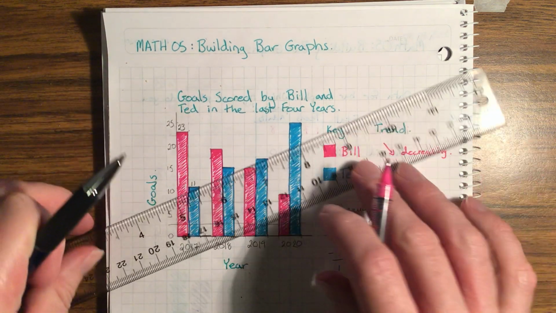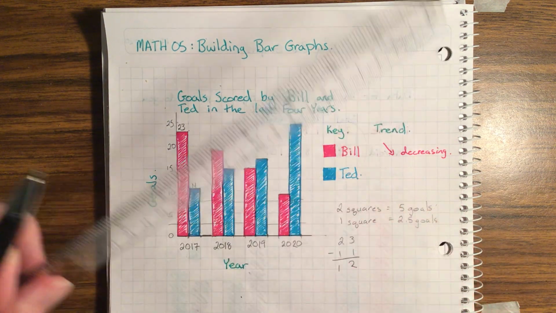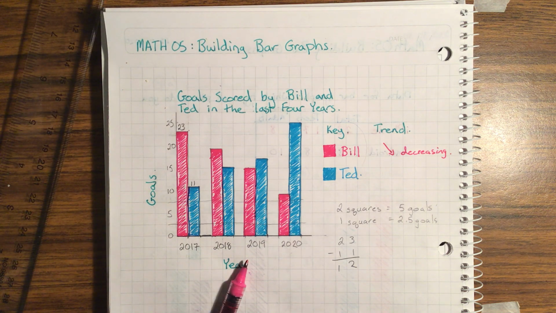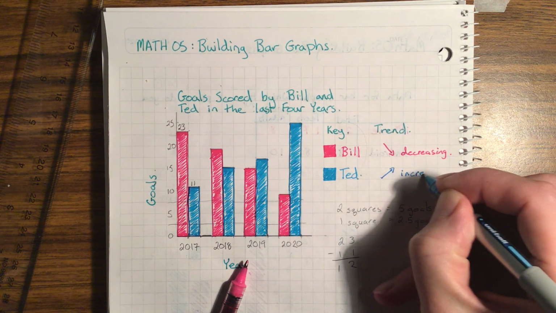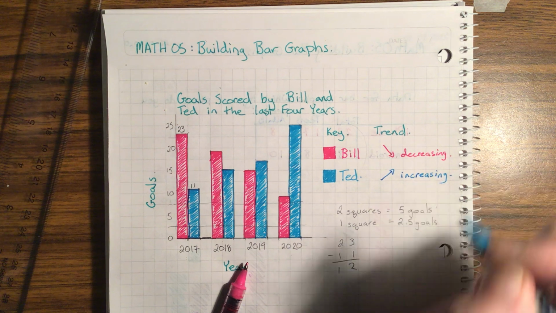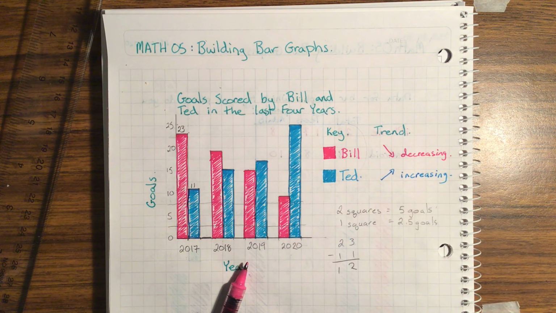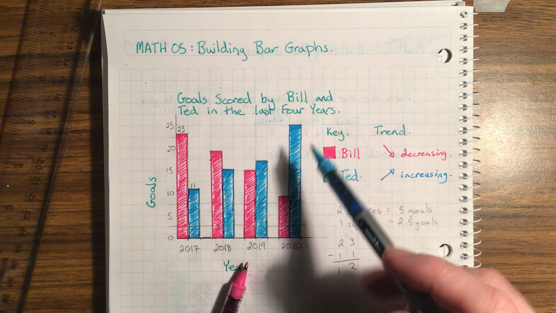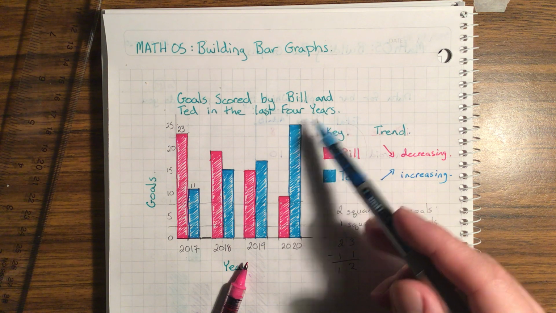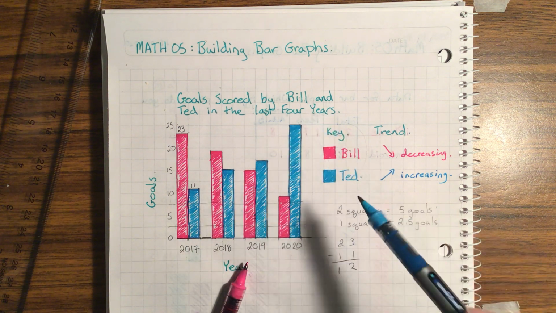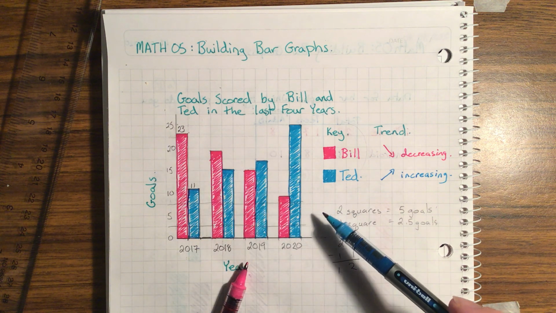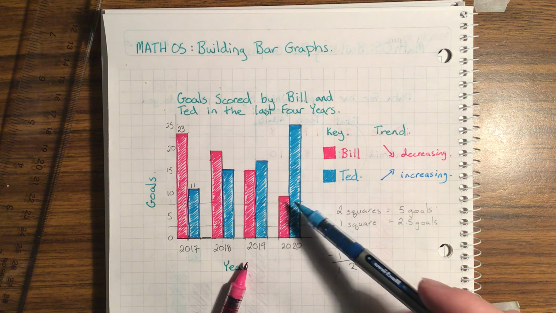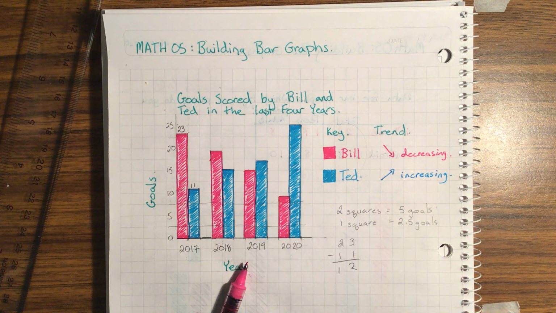Whereas Ted's trend is increasing. And he's increasing fairly regularly. So Ted's trend is that he is increasing. We can use the trends to make predictions about what would happen in the future. So in 2021, Ted, we would expect him to score maybe 30 goals as he's getting better and better. But Bill, in 2021, we'd expect him, he's getting worse and worse. He might only score, well, here he scored 9 in 2020, so he might score 7 or 6.